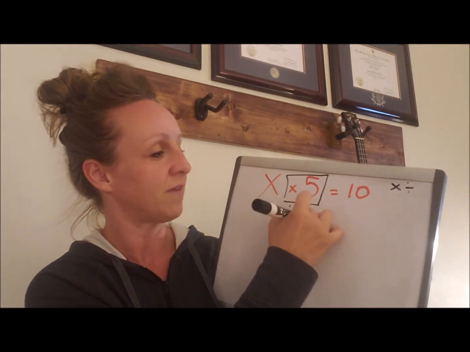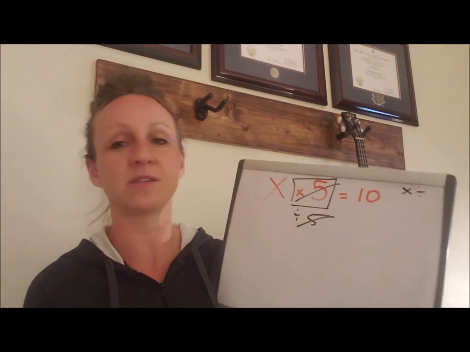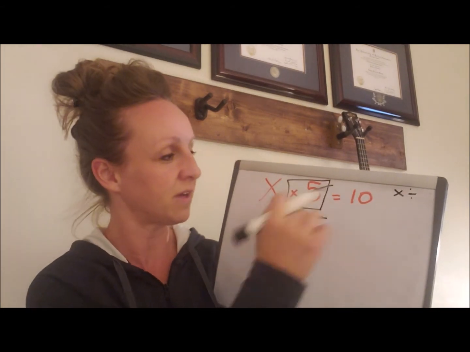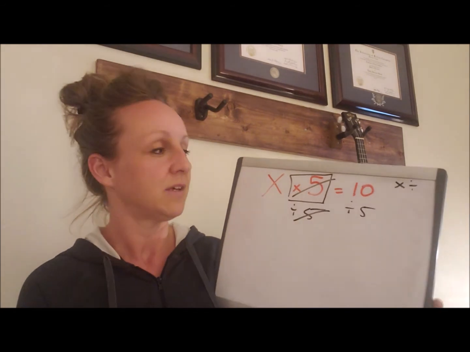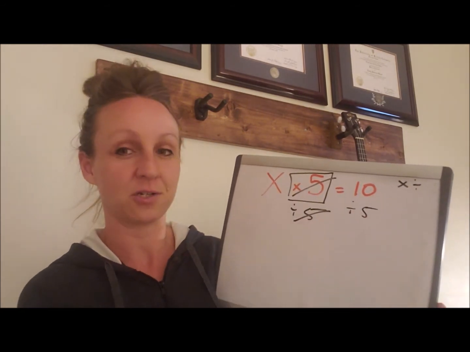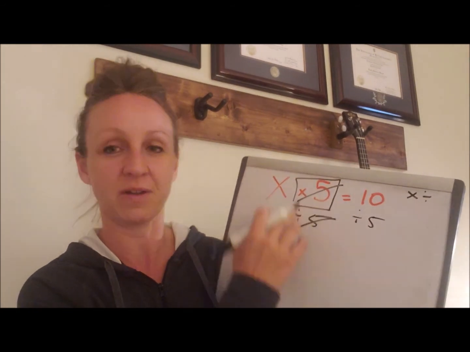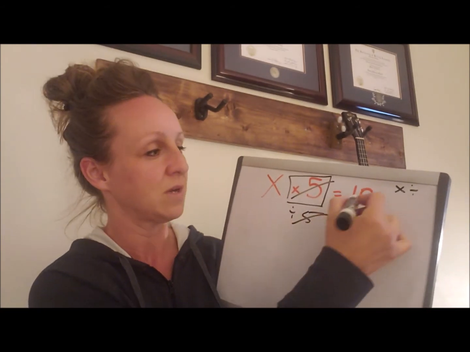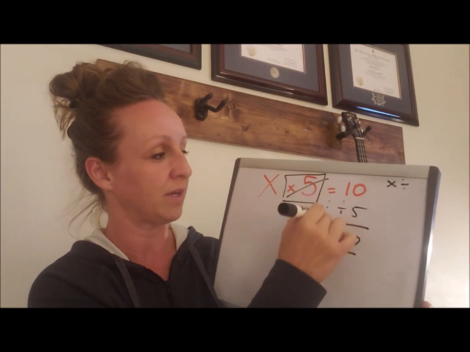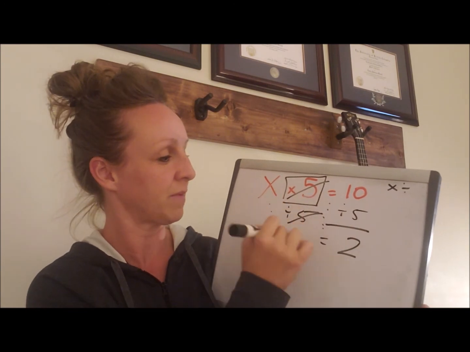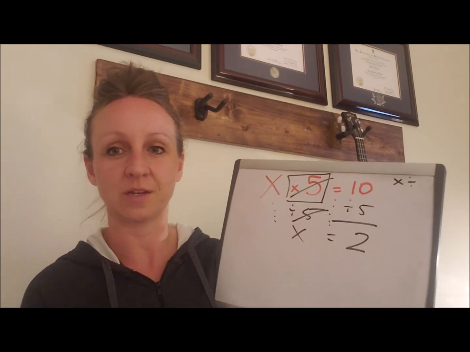So if I did divided by 5, what that does is it cancels each other out. But if I do divided by 5 on one side, I have to do divided by 5 on the other side. And so now I'm going to actually do my math on the other side, right? Like I did the division by 5, it canceled itself out. Now I do 10 divided by 5. 10 divided by 5 equals 2. I bring down my equal sign, I bring down my x, and I'm left with x equals 2.